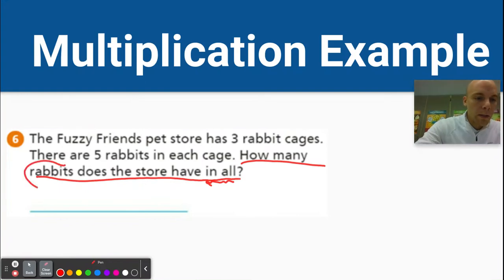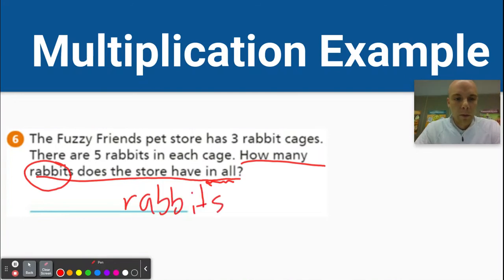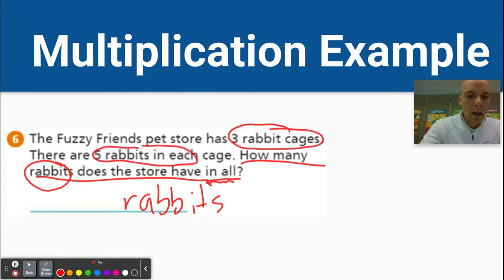Ooh, I know that rabbits. How many rabbits? That's what the story's about. So I'm going to put my label here, rabbits. Awesome. Okay, got my label. I got 1 point here. So I'm also going to go through and circle rabbit cages. That's my groups. And the rabbits in each cage, each is also a squiggle word.